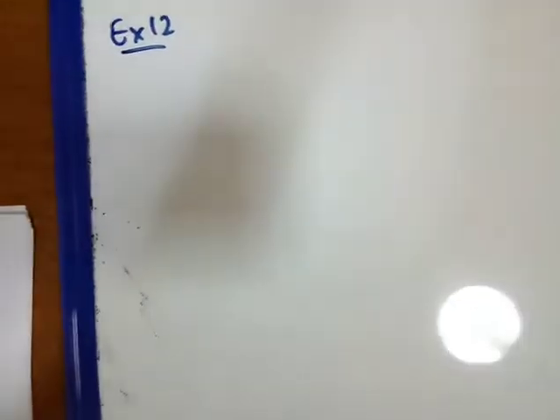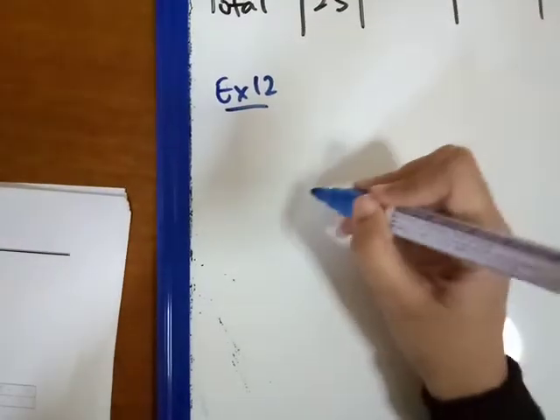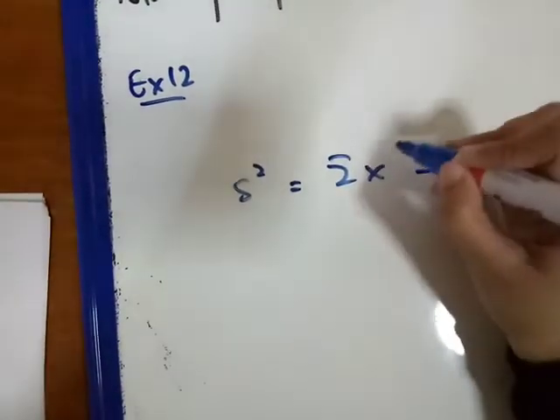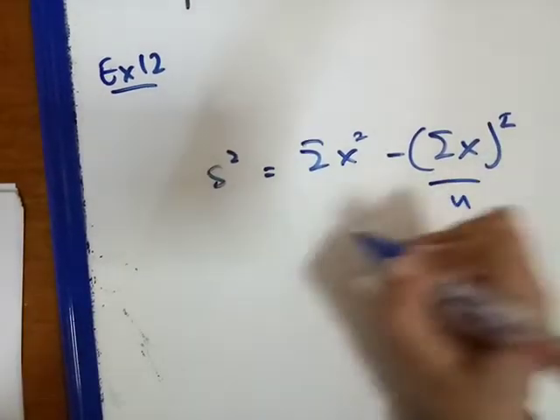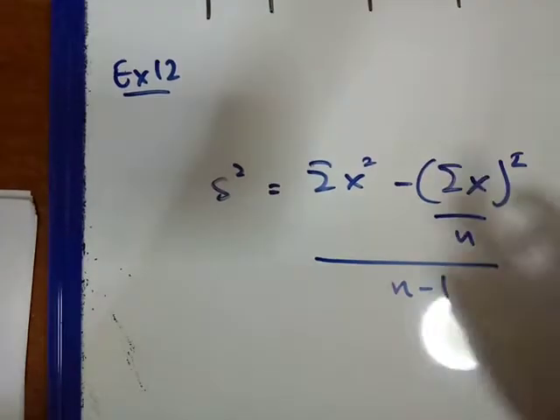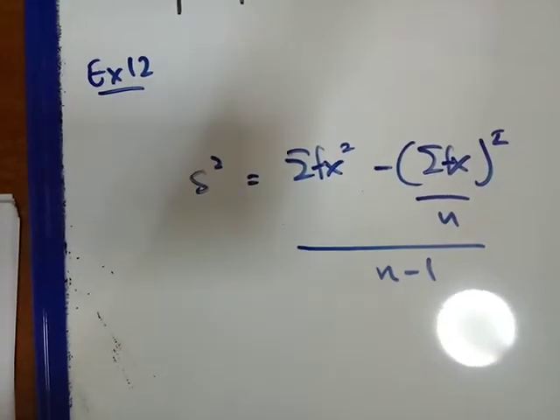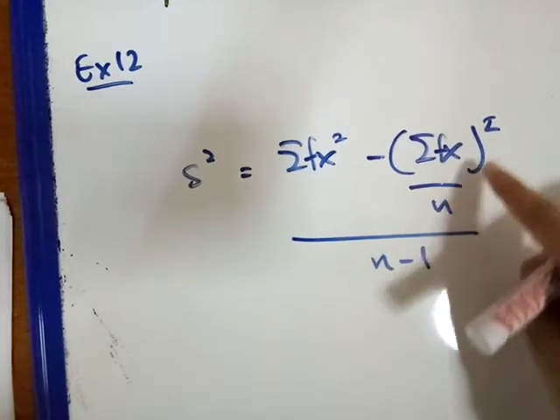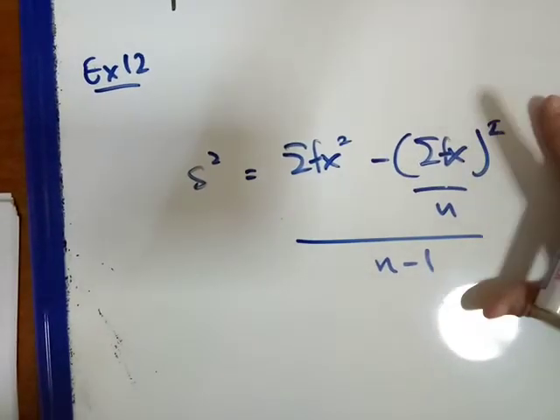So, I'll explain the formula first. The formula for ungrouped data: total x square minus total x, squared, divided by n, all over n minus 1. Okay, this is for ungrouped data. For grouped data, you just add f: total fx square minus total fx, squared, divided by n, over n minus 1. Okay, this is for grouped data.